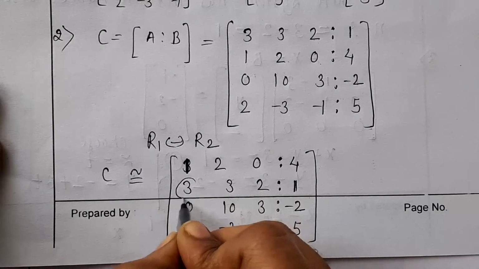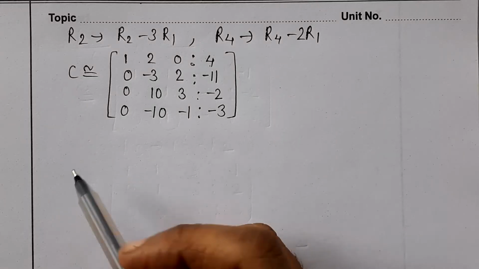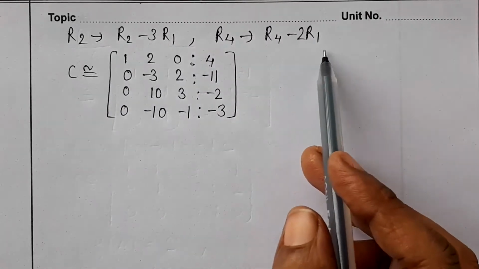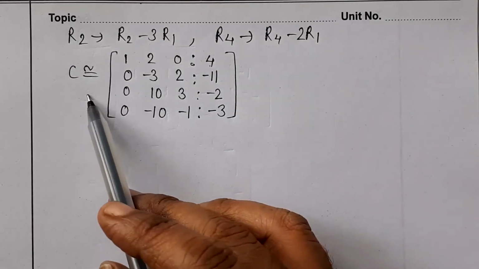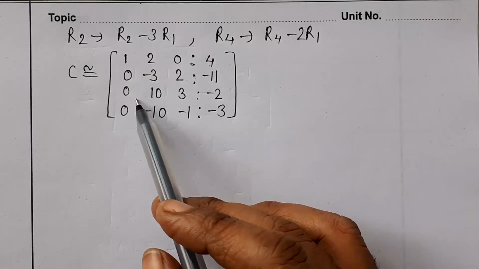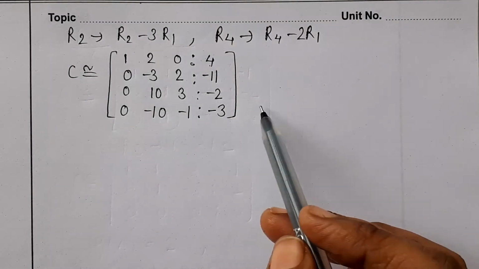Now we want to convert this 3 into 0 and this 2 into 0. So first reduce this 3 and 2 into 0. After converting that, R2 changes to R2 minus 3R1 and R4 changes to R4 minus 2R1. So the C matrix becomes 1, 2, 0, 4, 0, minus 3, 2, minus 11, 0, 10, 3, minus 2 and 0, minus 10, minus 1, minus 3.